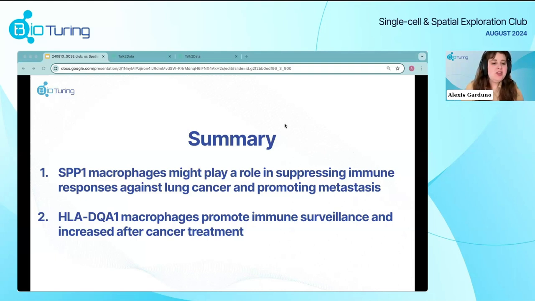Okay, so another question from Anya is, can you show how to access a Cosmics data set? So yes, we can show how to access that.